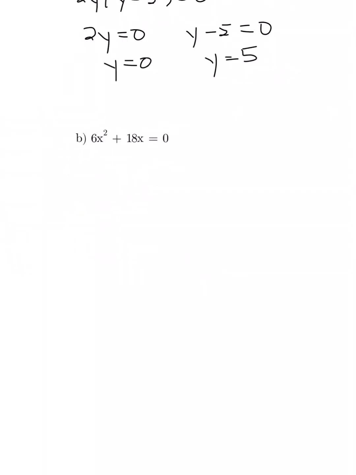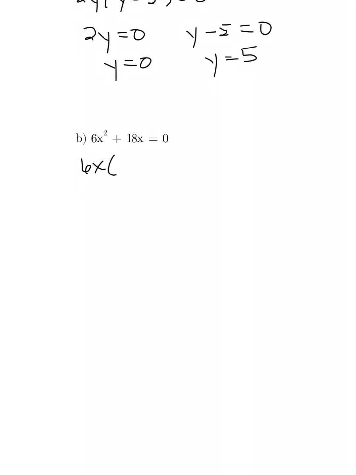Our next example is another two-term equation. This one is already equal to 0. And when you have two terms, you have to check, is there a common factor or is it a difference of squares? This one is a common factor problem. 6 and x go into both of those terms. So we're going to factor out 6x.